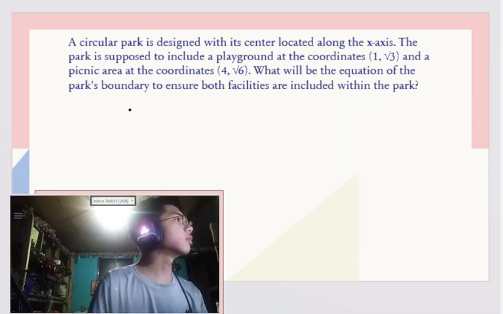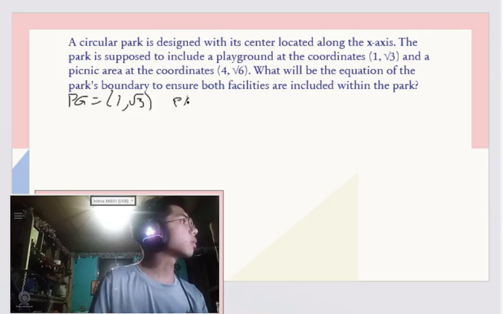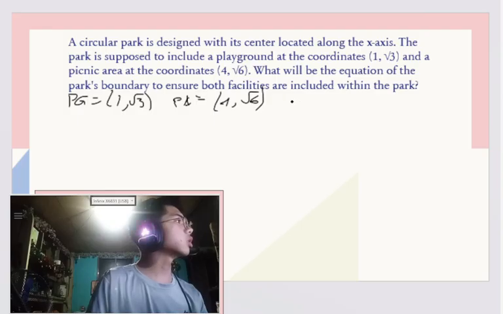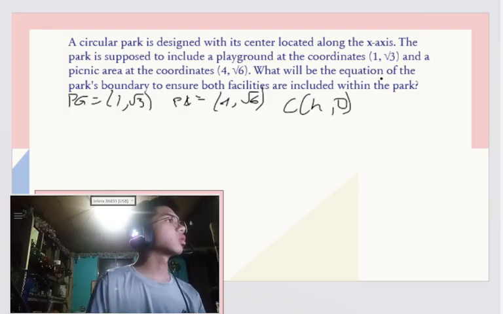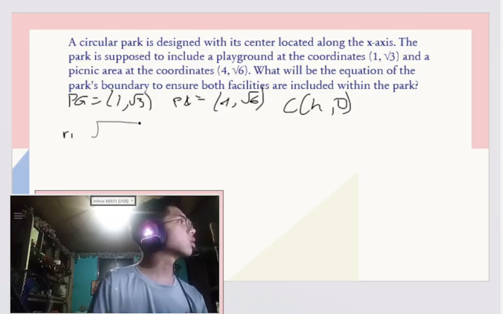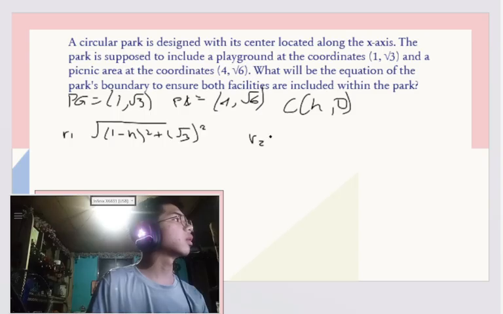So let's say the given playground is (1, square root of 3) and the picnic area is (4, square root of 6). And the center is on the x-axis. So the first equation we have to do is (1 minus h) squared, because of the distance formula. The second equation is (4 minus h) squared plus square root of 6 squared.